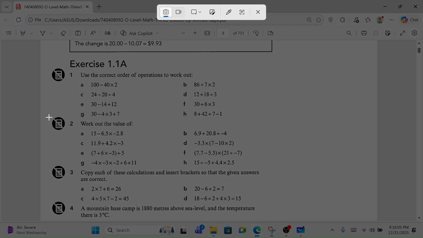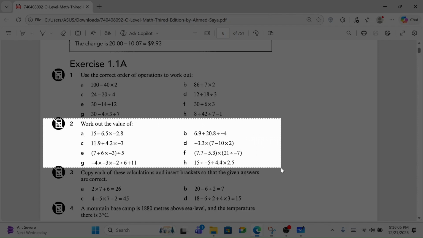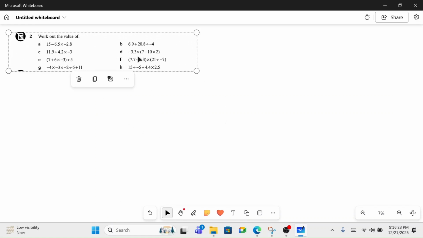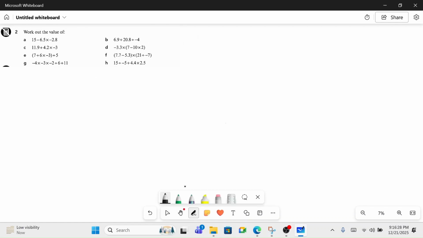In this number, I advise you, the one who's watching, not to use a calculator at all, since this is a non-calculator part. So paste it down here. Let me enlarge it. Here, much better. So let's start from question number 2E, okay?